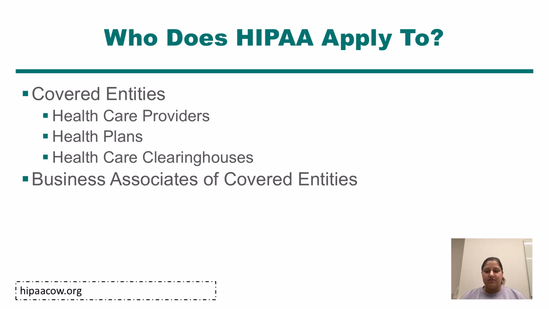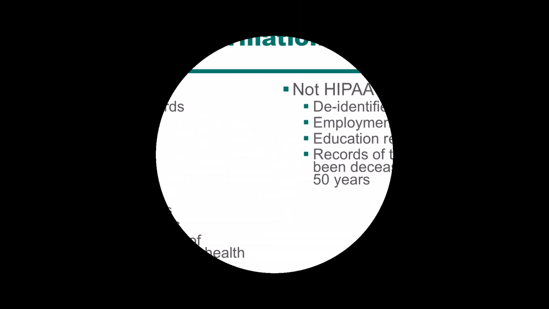HIPAA applies to all covered entities who are healthcare professionals, like doctors, nurses, and pharmacists, health plans, like health insurances, and the healthcare clearinghouses. This is essentially the middleman between the healthcare providers and the insurance payers. And this also covers any business associates of these covered entities who work with information classified as HIPAA.